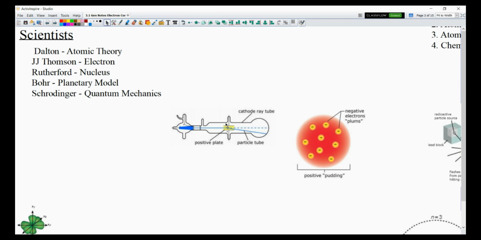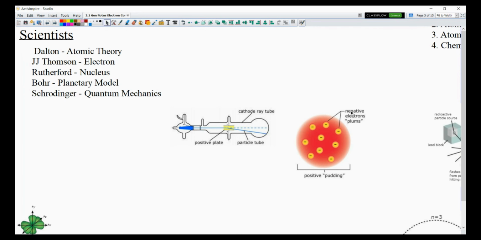So using information that he knew that charges that are the same repel each other and charges that are different attract, he deduced that these particles in this beam must be electrons. They must be negatively charged particles, which he called electrons.